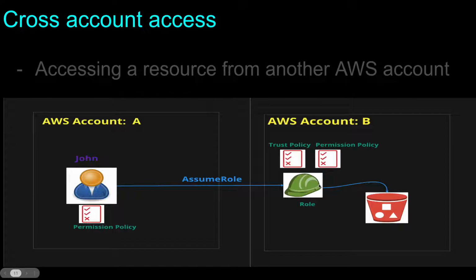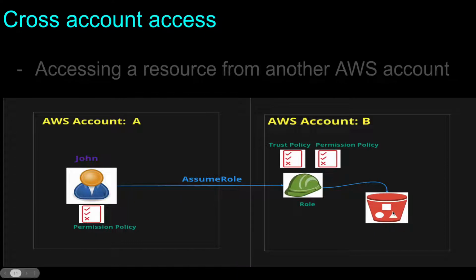Then go back to account B. We need to create a role in account B which has a trust policy and a permission policy. What should the trust policy allow? It should allow a user in account A to assume the role. Then the permission policy should allow accessing the S3 bucket. As long as we have the policy and the role set up, John can assume this role and access this S3 bucket. So this is the scenario we're going to achieve.